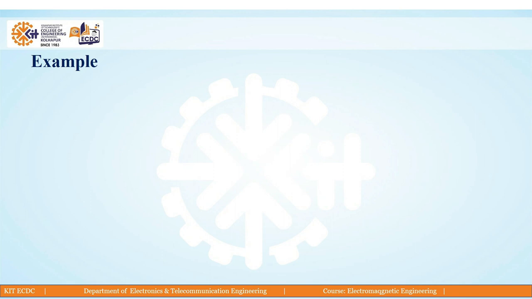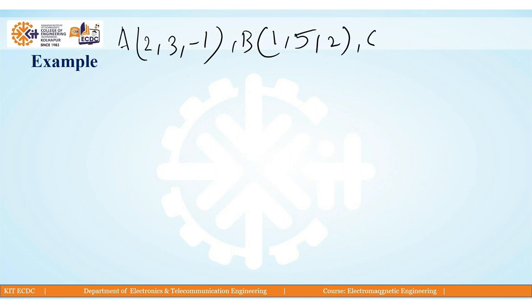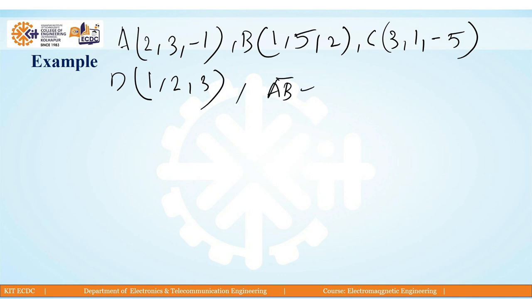So we will solve one example based on this. Suppose we have point A located at 2, 3, minus 1. Point B is located at 1, 5, 2. Point C is located at 3, 1, minus 5. And point D is located at 1, 2, 3. We have to find AB bar plus CD bar and AB bar minus CD bar. So in this example, four points are given along with their positions, and we have to add vector AB with vector CD and also find AB bar minus CD bar.